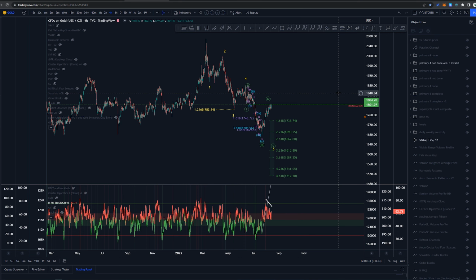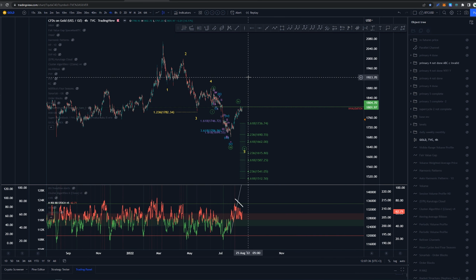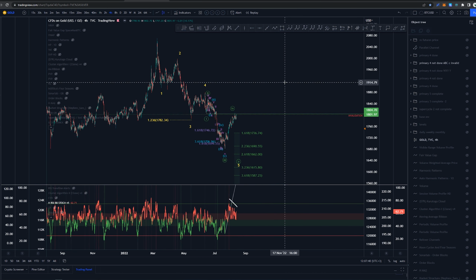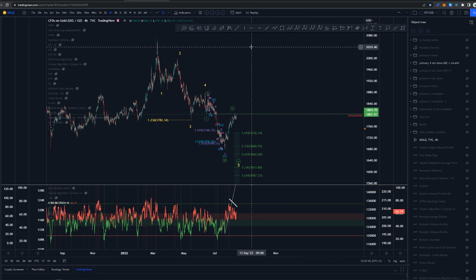Starting here on gold, we've had one invalidation of higher time frame structures. So let's start with that. This was not the main idea. But again, this was one of the options that we had.